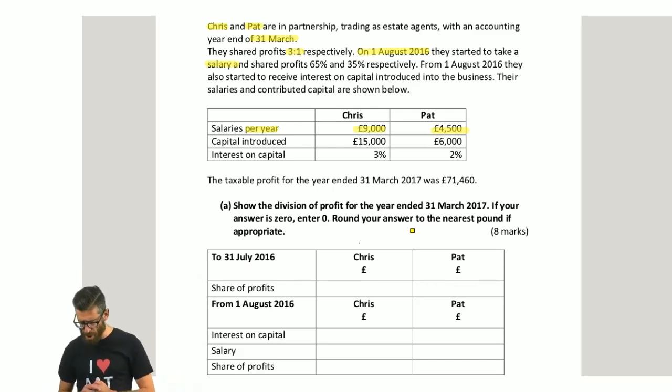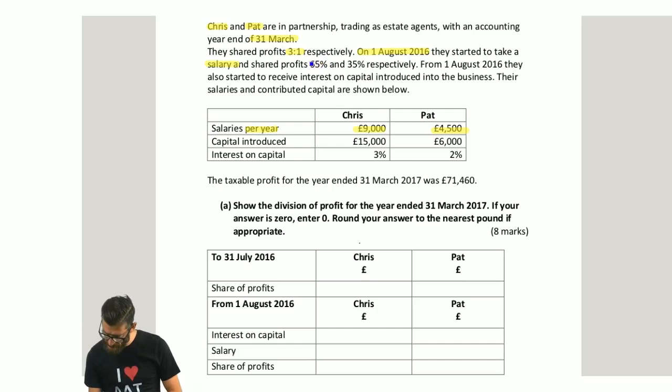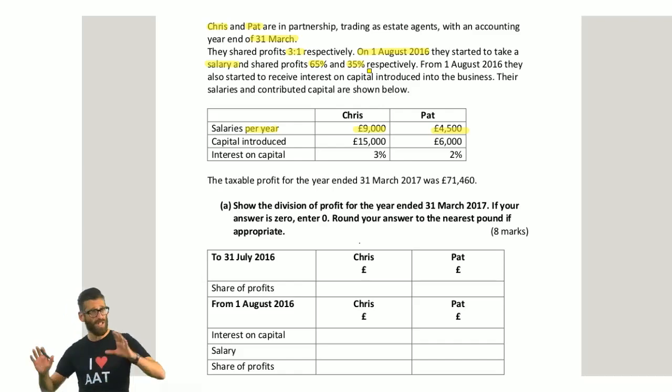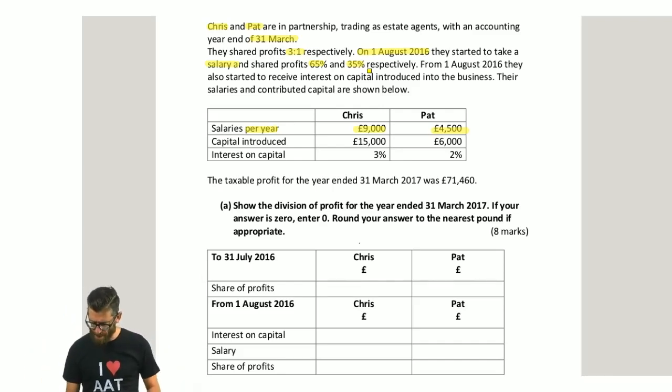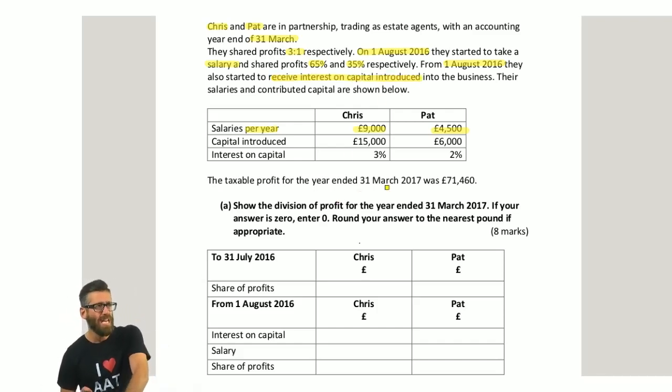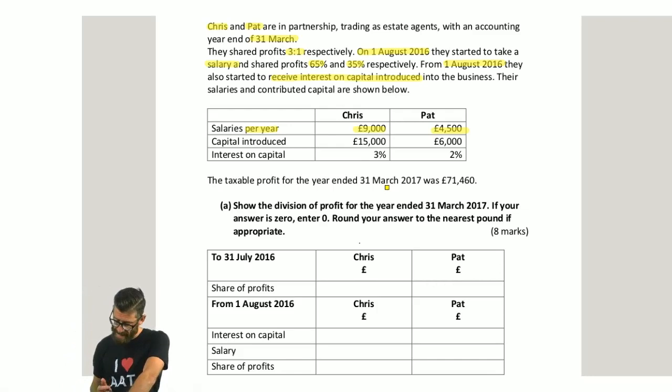They also shared profits 65-35%. So the question has switched from being a ratio to a percentage, which is absolutely fine. From the 1st of August 2016, they also started to receive interest on capital introduced to the business. This is designed to ensure that the partner who provides the most money is rewarded as a consequence. The capital that has been introduced by Chris happens to be 15,000 and Pat 6,000. The interest that Chris receives is larger than the interest Pat receives.